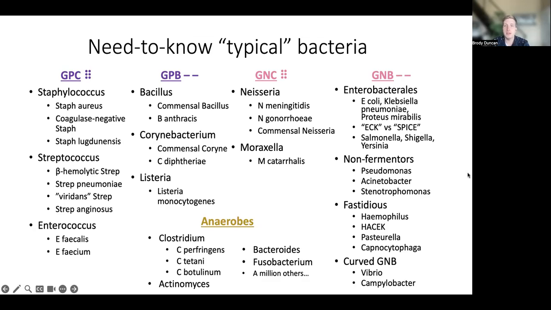So here is our big slide that we'll be looking at for the last time, where it's all the bacteria that are typical ones that will grow in blood cultures, urine cultures, those sorts of things that I think you need to know at the medical student pre-clerkship level. And today we are talking about anaerobes. This is a small little group at the bottom.